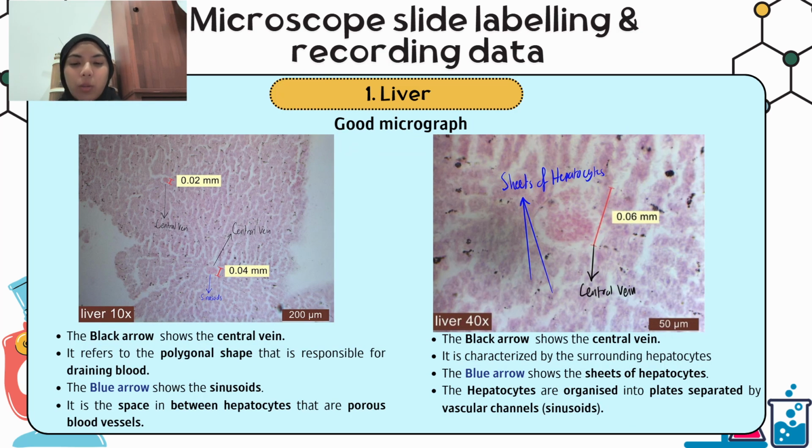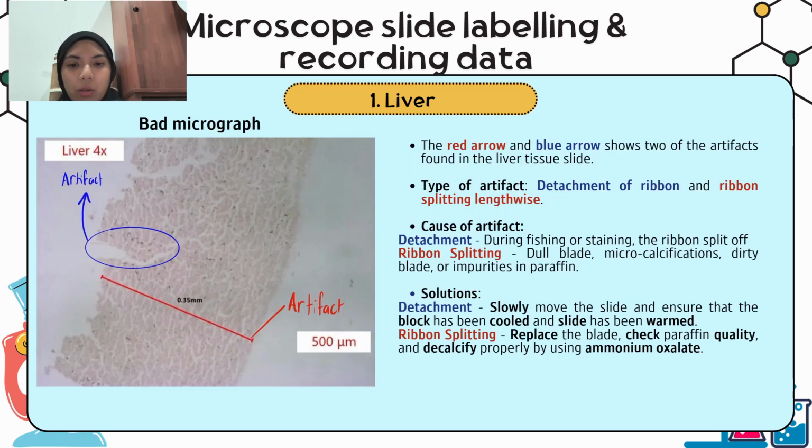So an example of a good micrograph in the brain tissue is where you can see the granular layer as seen in the red arrow and the molecular layer as seen in the blue arrow. So for bad micrograph, as you can see, the red arrow is the artifact that is found in this tissue slide, which is a blurred area due to the uneven thickness of the tissue.